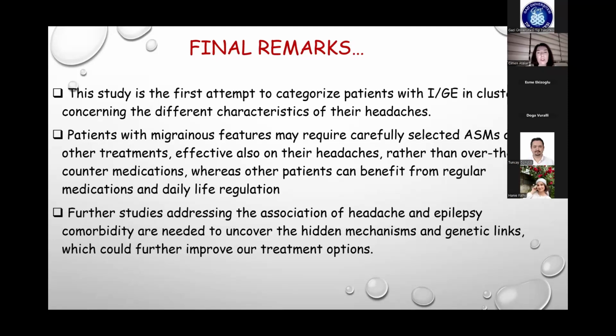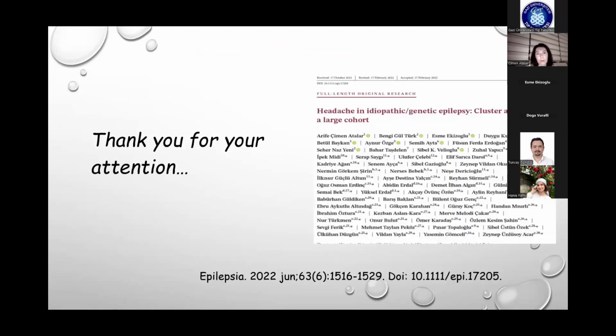Patients with migrainous features may require carefully selected anti-seizure medications and other treatments, effective also on their headaches rather than over-the-counter medications, whereas other patients can benefit from regular medications and daily life regulations. And of course, we need further studies addressing the association of headache and epilepsy comorbidity to uncover the hidden mechanisms and genetic links which could further improve our treatment options.